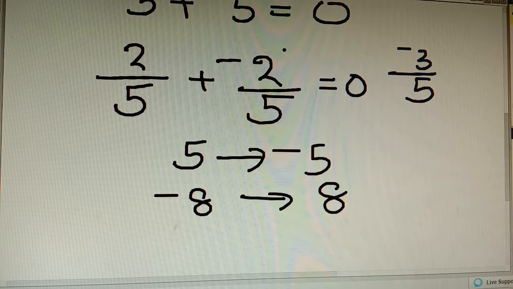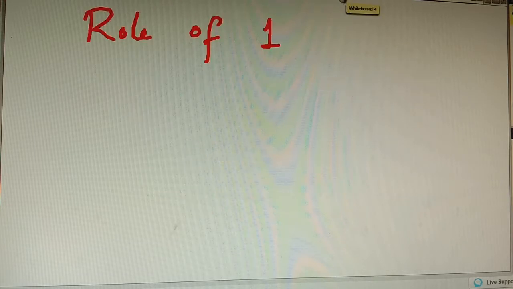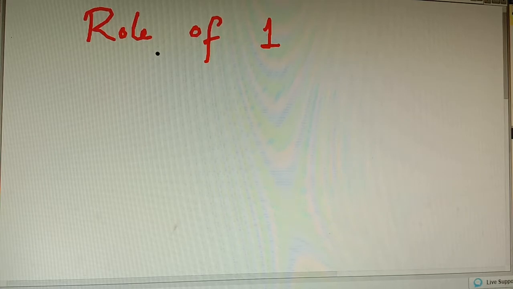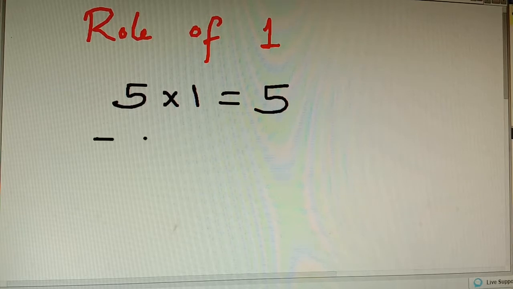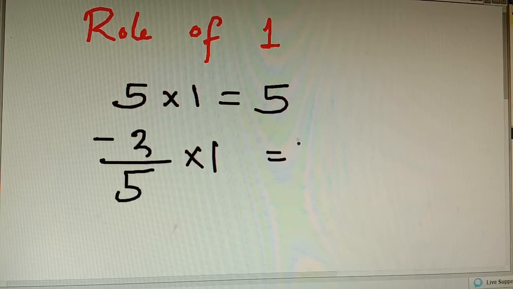Okay, now we can move to the next one, that is role of 1. What is the role of 1 in case of multiplication? So you listen, if I multiply 5 times 1, that is 5. Negative 2 by 5 times 1, that is negative 2 by 5.